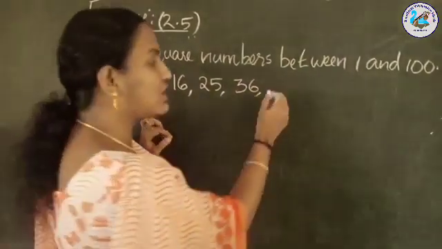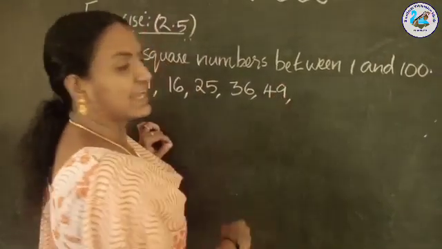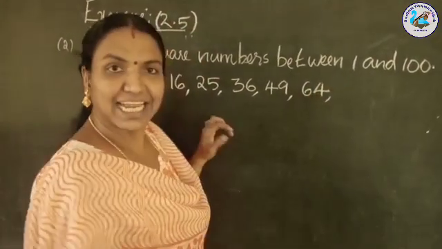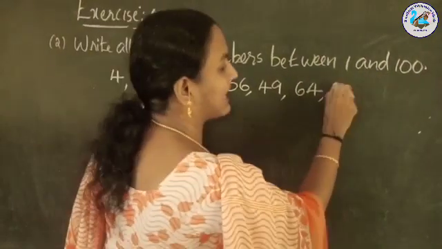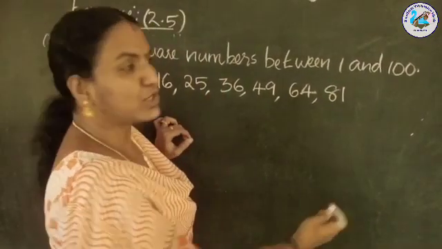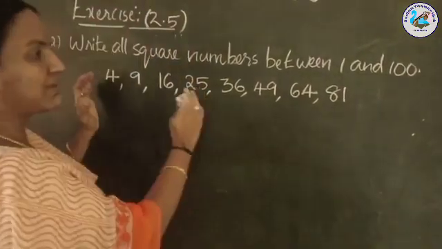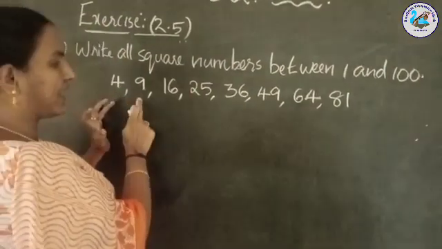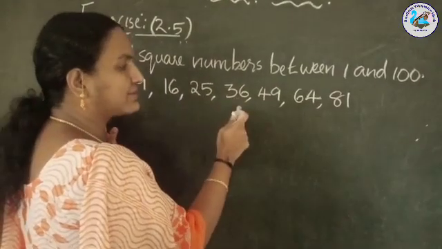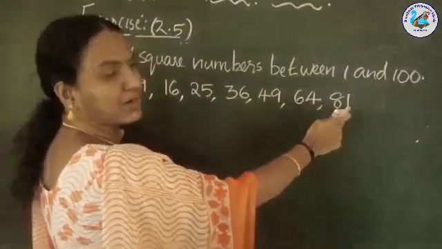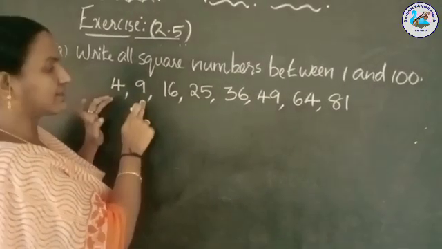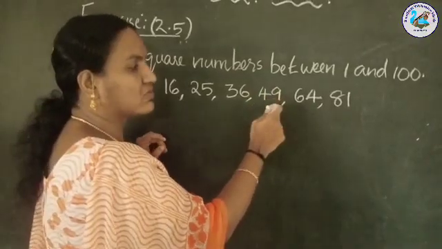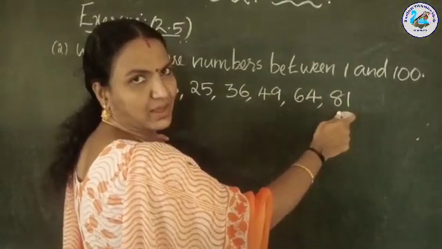36. 7 square, 7 into 7, is 49. 8 square, 8 into 8, is 64. 9 square, 9 into 9, is 81. 10 square, 10 into 10, is 100. So in between 1 and 100, these square numbers are there: 4, 9, 16, 25, 36, 49, 64, 81. 4 means 2 square, then 3 square, 4 square, 5 square, 6 square, 7 square, 8 square, 9 square.